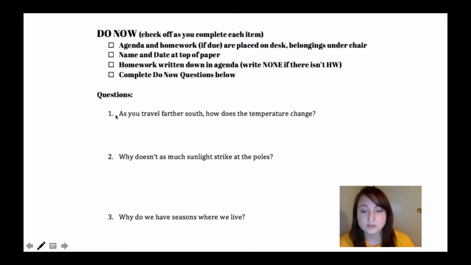And so our do now questions. As you travel farther south, how does the temperature change? So these questions are setting us up to either prime our knowledge that we have prior to coming to class, tap into yesterday's lesson and review a little bit, and sometimes we do some kind of predicting or guessing in case we don't know. Okay, so as you travel farther south, to qualify this from where we are now, so from Delaware to say Florida, how does the temperature change? And we would say that the temperature increases.